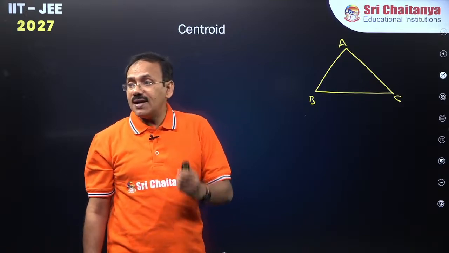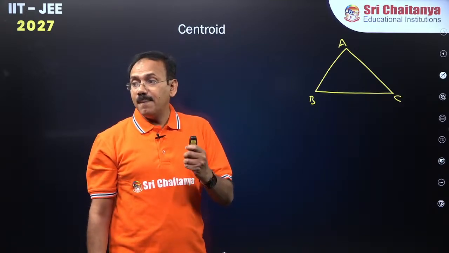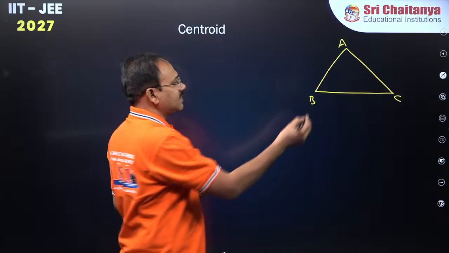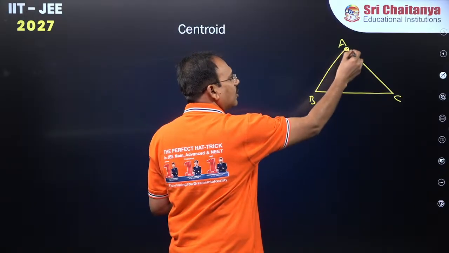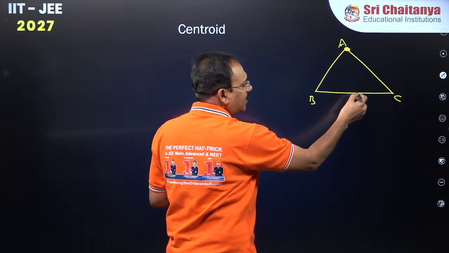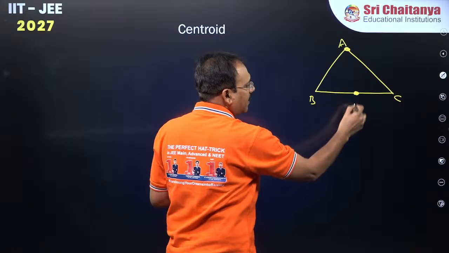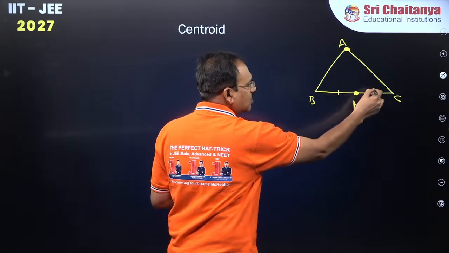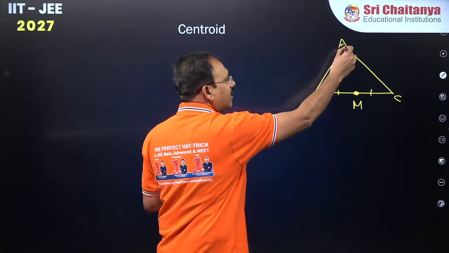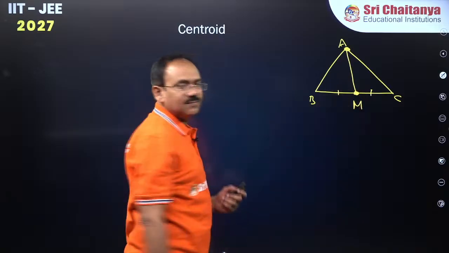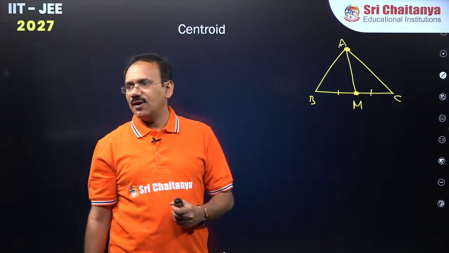A median is a line segment joining a vertex to the midpoint of the opposite side. Midpoint of the opposite side, please do remember this. So if you join this, this is a median.